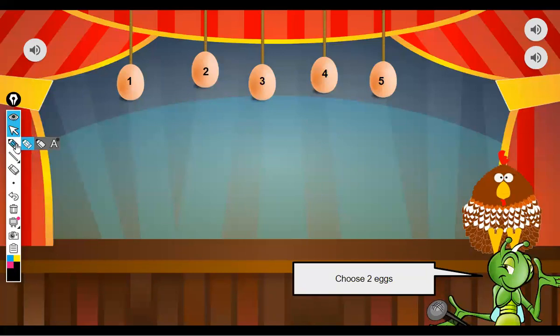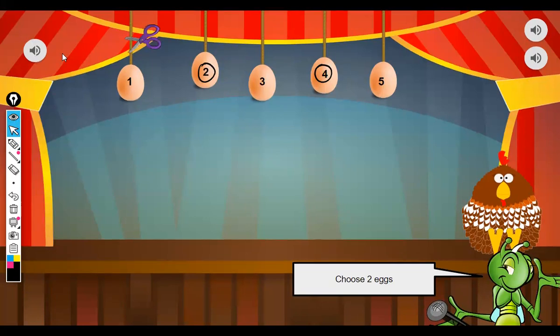So I'm going to play as well. I'm going to go with 2 and 4. That's my pick here. All right, let's go with the first egg. We're going to put the scissors here. You see the little scissors there? And we're going to cut it. The first one just gives you a rotten egg. Nothing in it. So sorry for the people who chose number 1. Let's cut the next one.